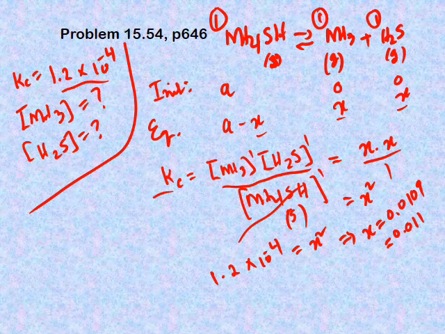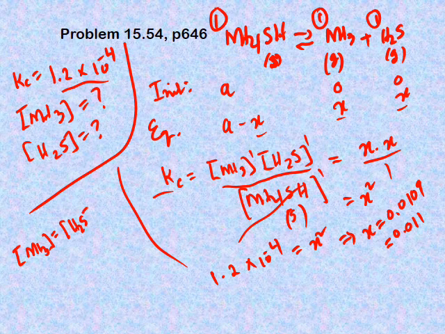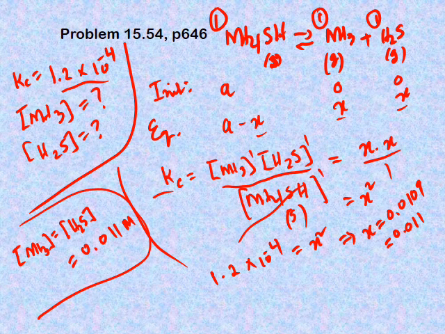So let me write down our final answer. NH3 at equilibrium concentration equals the concentration of H2S, and that value is 0.011 molar. So this is the answer. Ammonia concentration is 0.011. H2S concentration is also 0.011. So both concentrations are the same.